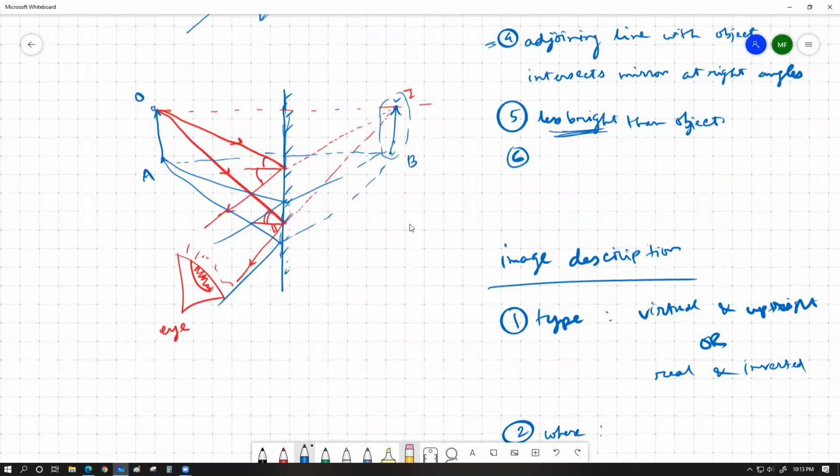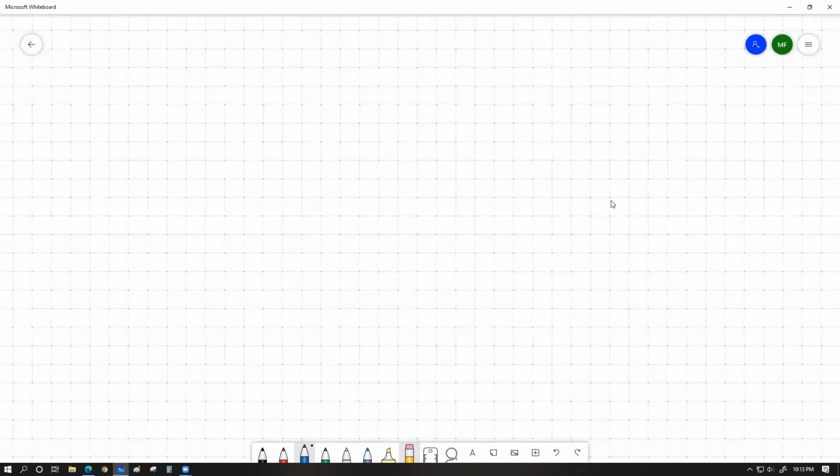Let me just explain it to you. Let me just draw it for you. I think it would make better sense. Let's say we have a mirror over here. We have put up a light source right over here. Let's say this is a certain light source.